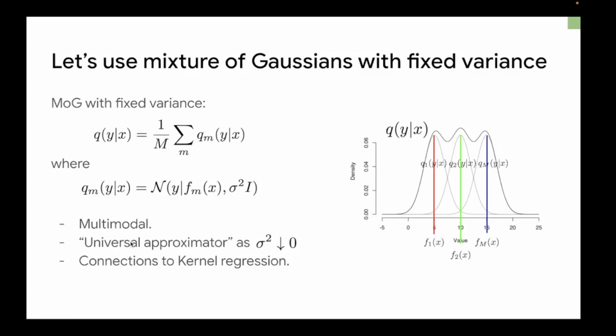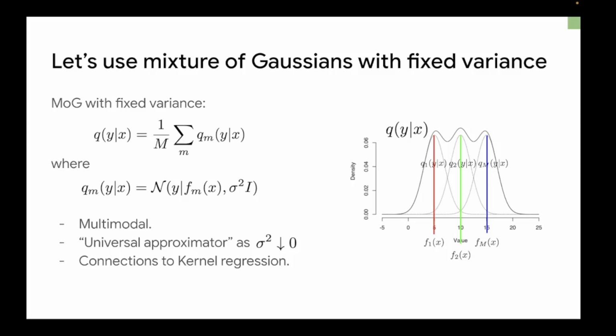So to address this, one possibility is to make use of a mixture of Gaussians. In particular, I'm interested in a mixture of Gaussians with fixed variance as the model for Q of y given x. The difference from before is that in the regression problem we looked at Q of y given x as a single Gaussian, and now it's a mixture of Gaussians.